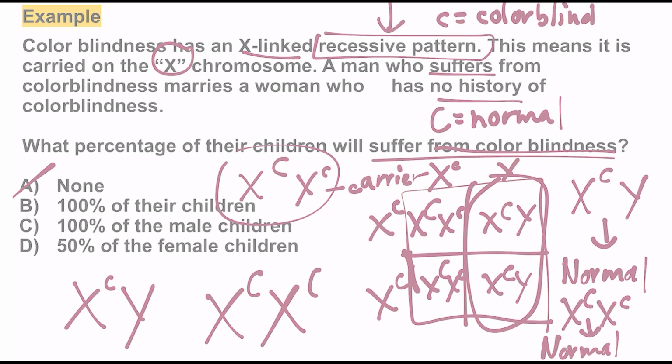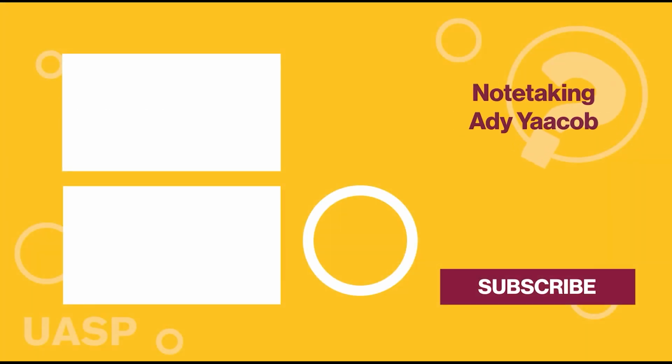And that is it for our second Mendelian genetics video on alleles and chromosomes.